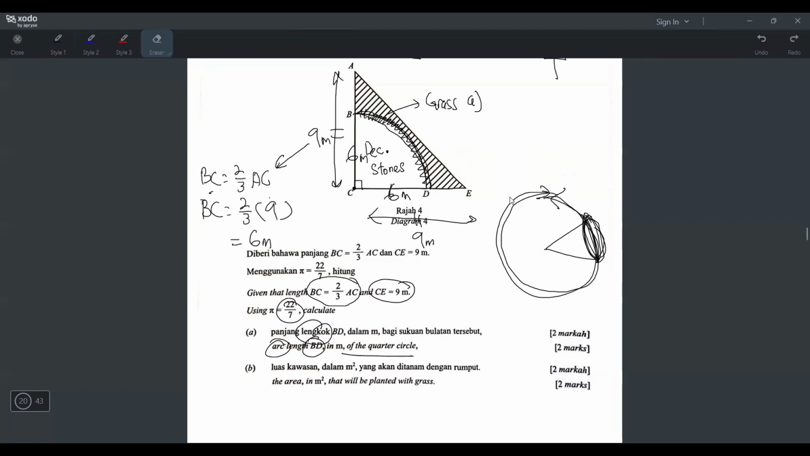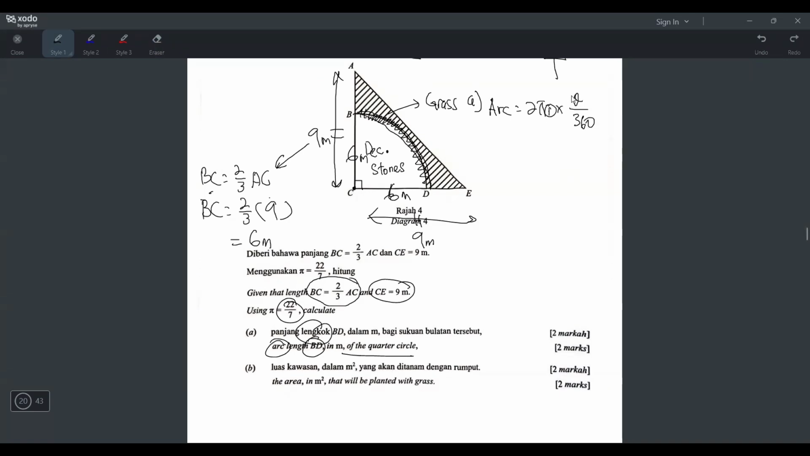So let me erase this. Okay, now we want to find the arc length BD, and the formula for arc is 2 pi r times theta over 360. And if you want to know the radius and the angle, you have to look from the center. You have to look from the center, then you can get both of these. Okay, so let's try to put in the formula. 2 times pi 22/7. Times radius.